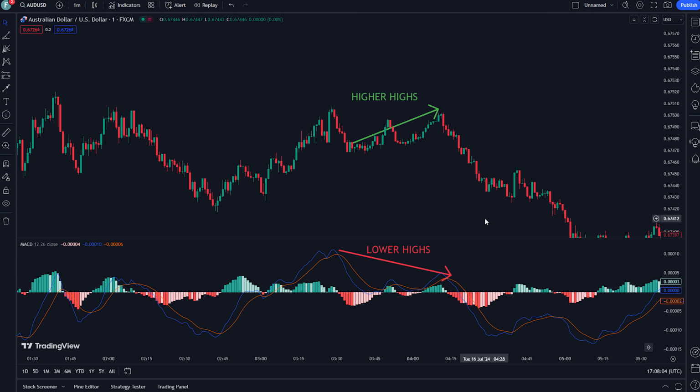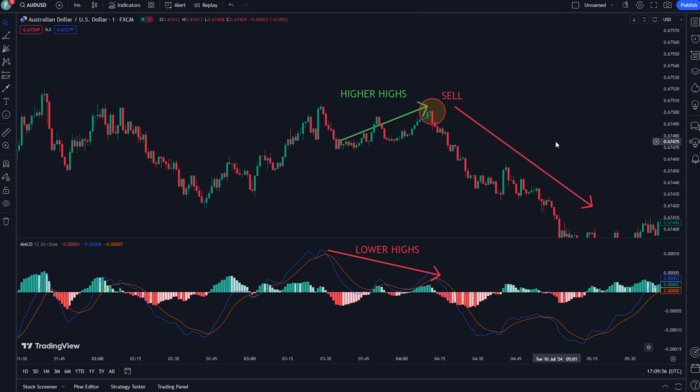For example, using the MACD indicator, you can see that the price is forming higher highs, which is bullish, but the indicator shows the opposite, lower highs, which is bearish. In this case, this is a bearish divergence, which signals that the price may form a reversal, and so you can take a sell position.